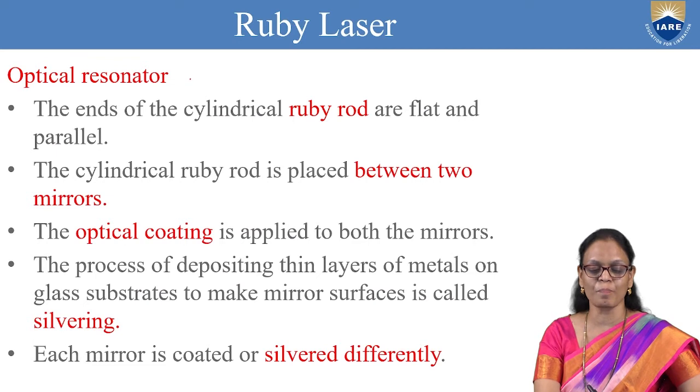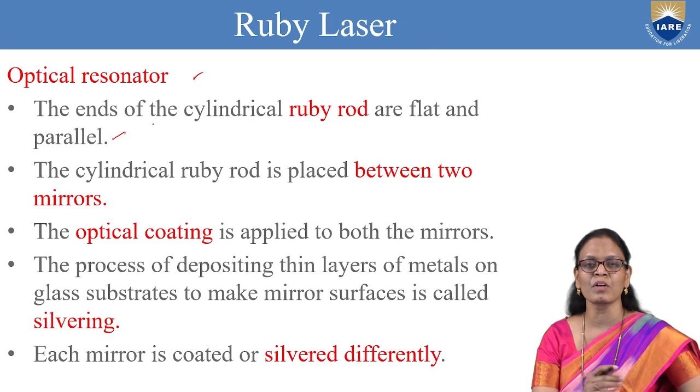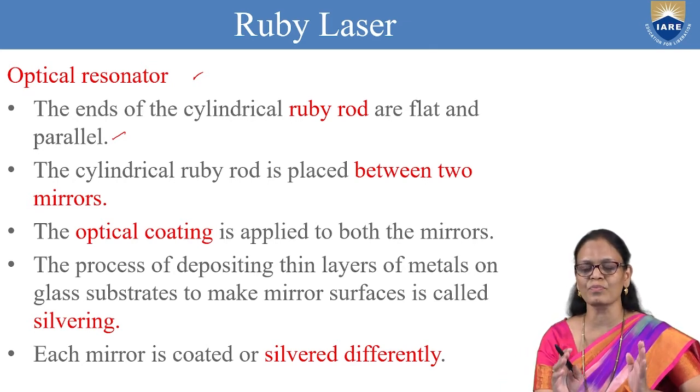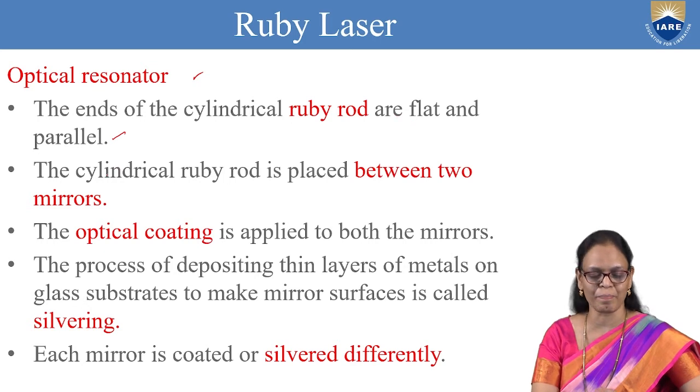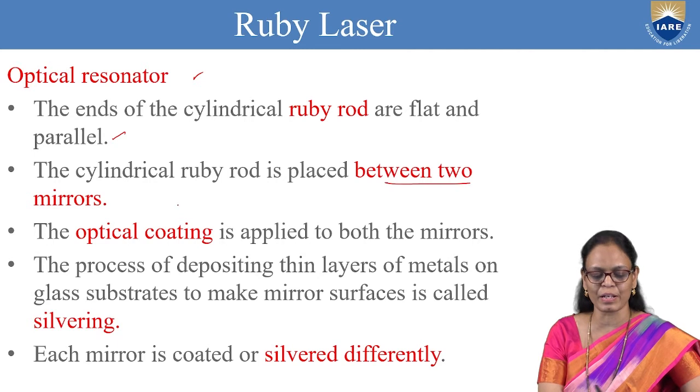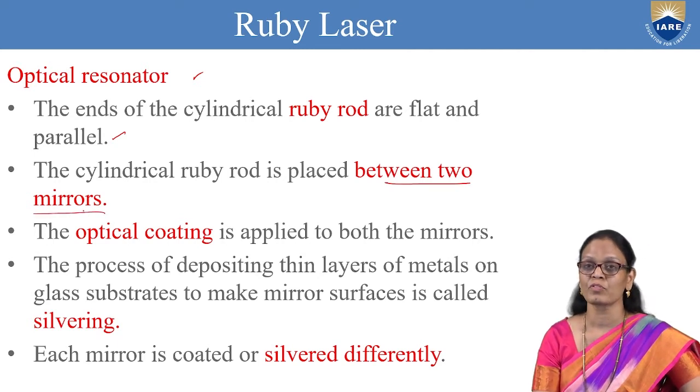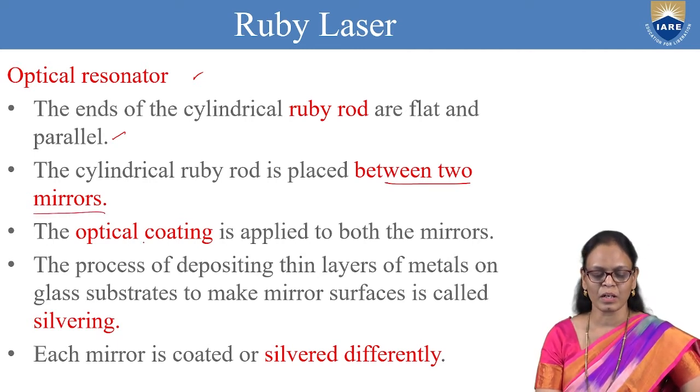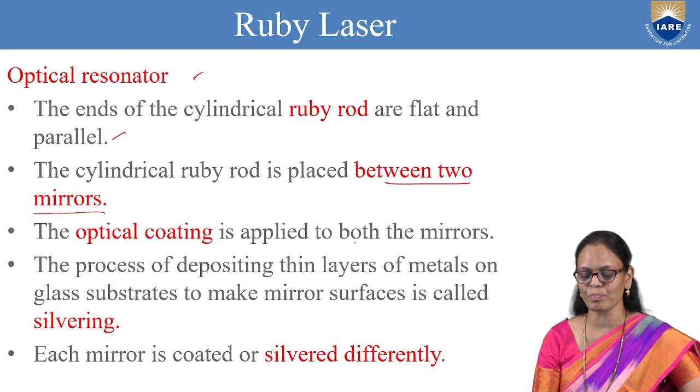The third one is the optical resonator. So what is the optical resonator here? The ends of the cylindrical ruby rod are flat and parallel. The active medium, I said, we are taking a cylindrical ruby rod. Both the ends of the ruby rod are flat and parallel, and the ruby rod is placed between two mirrors for optical feedback. The optical coating is applied to both the mirrors.